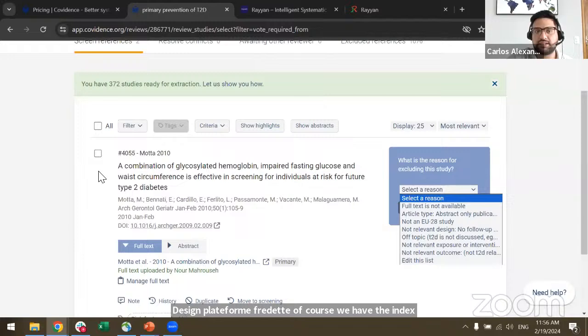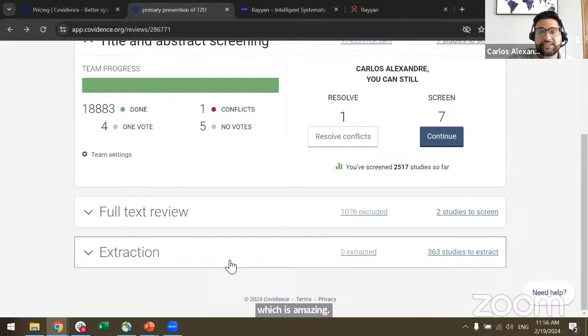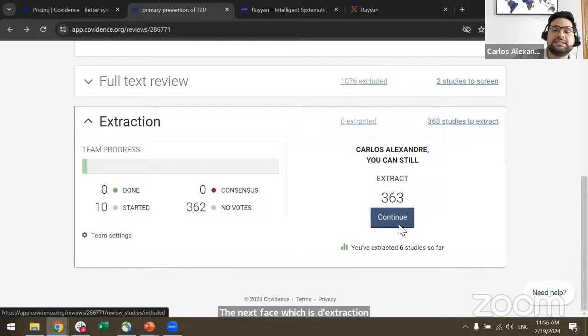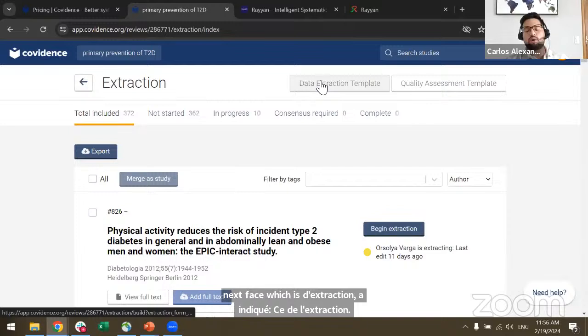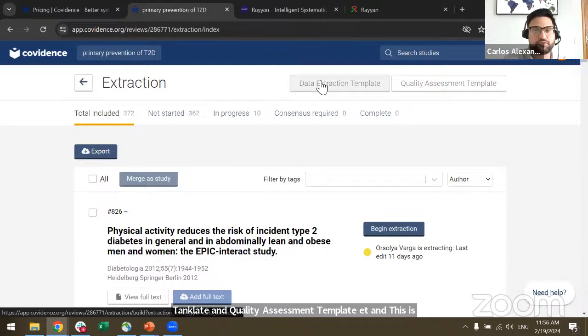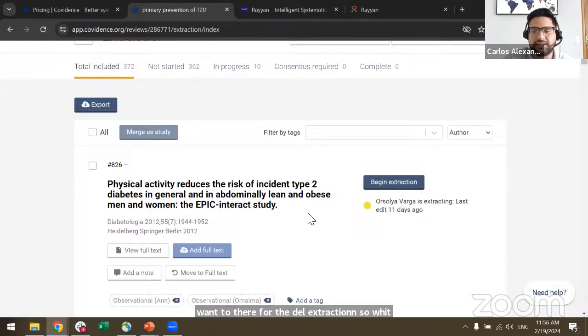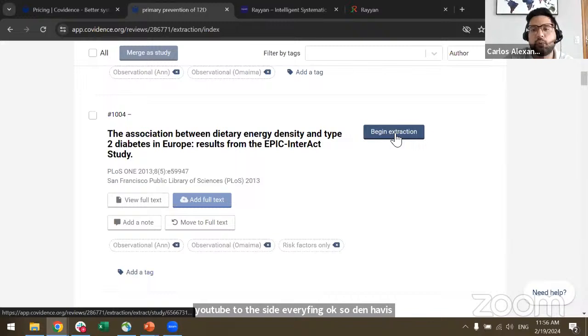Let's check the next phase, which is the extraction and quality assessment. In this case, you can come here and you have two options: data extraction template and quality assessment template. And this is all customized, so you can put whatever questions you want here for the data extraction and quality assessment. It's up to you to decide everything. Okay, so then you have a study here and you can, for example, begin extraction. Let's see what we get.